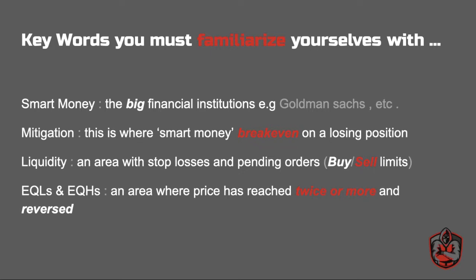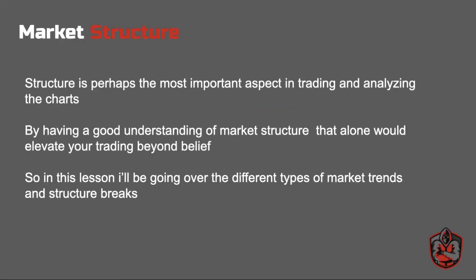Mitigation. Mitigation, you're going to hear me using that word quite a lot in the next lesson when I teach you guys order blocks. Essentially, all it means is that this is where smart money break even on their losing position. Liquidity is simply an area where there's a lot of stop losses and pending orders. Equal lows and equal highs is just an area where price has reached twice or more and reversed, such as support and resistance levels, double tops, and double bottoms. So let's get straight into it.